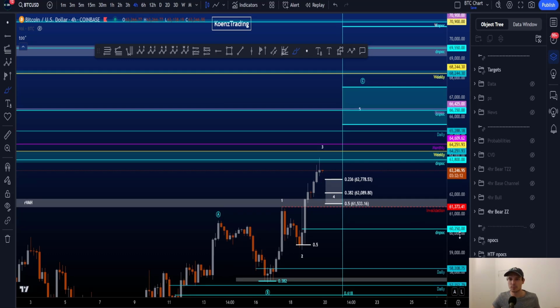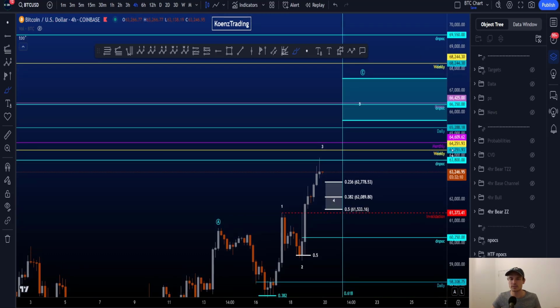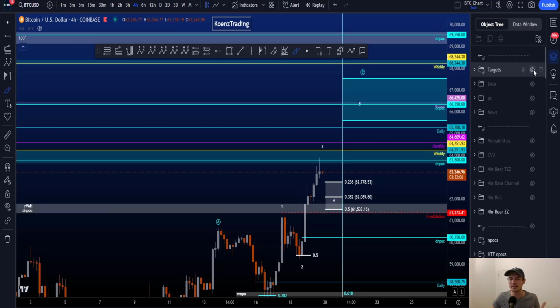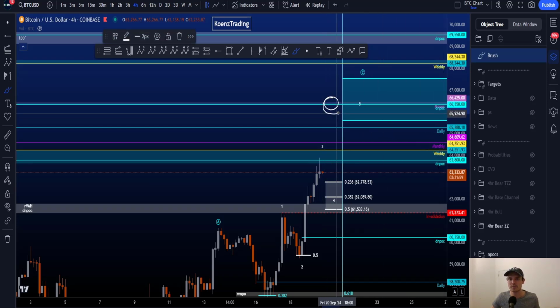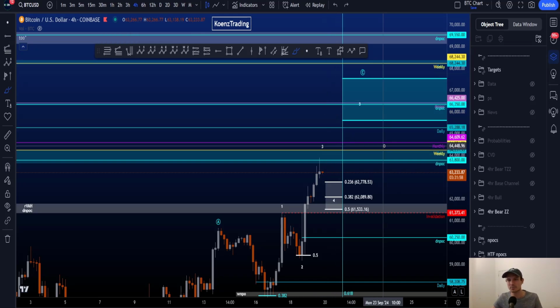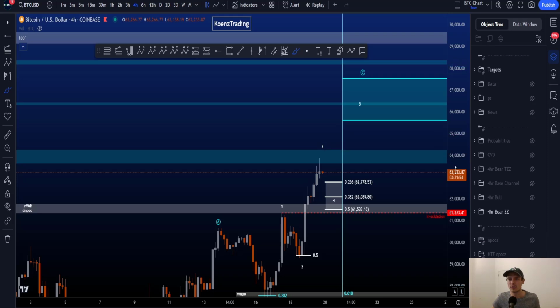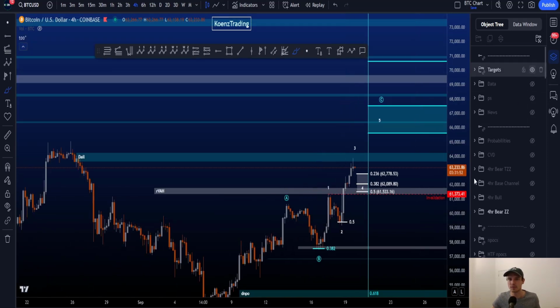63.8k. But if I open all of the levels, you can see we have some more levels to the upside as well. However, my main next area of interest after pretty much 64.3k is the resistance that we have over here at 66.4k, which includes a daily naked point of control and also a monthly naked point of control.